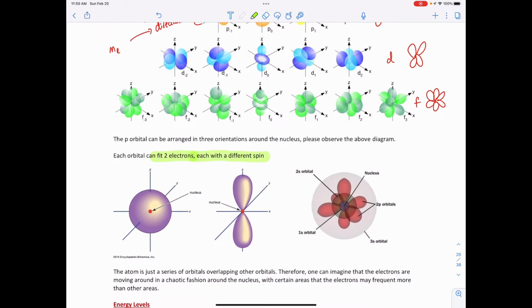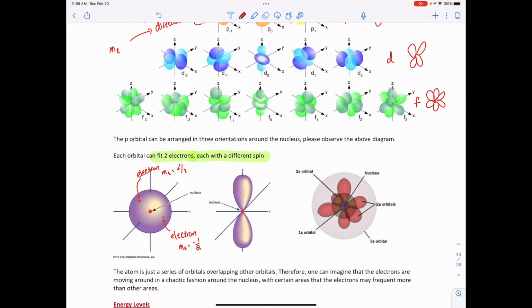If I revisit my s orbital, I could have an electron here, and in the snapshot, I could also have an electron here. To showcase that these are 2 different electrons, we assign them the spin quantum number, m subscript s. This one could be plus 1/2, and this one here could be negative 1/2, just to differentiate that these are 2 different electrons.